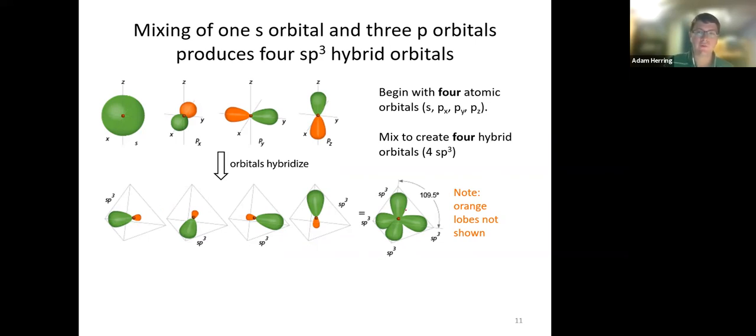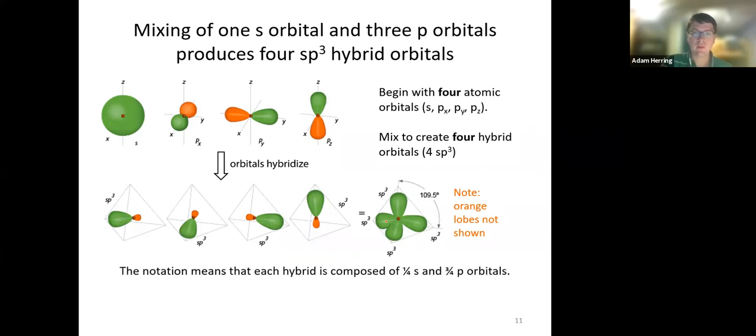And notice also that for the sake of simplicity, in the overall diagram, we have not shown the orange lobes, although they are still there. As I mentioned earlier, the notation sp3 indicates that it is a quarter part s and 3/4 parts p. Understanding that this is the reason for the notation is important because later we're going to use other notations based on which atomic orbitals were combined.